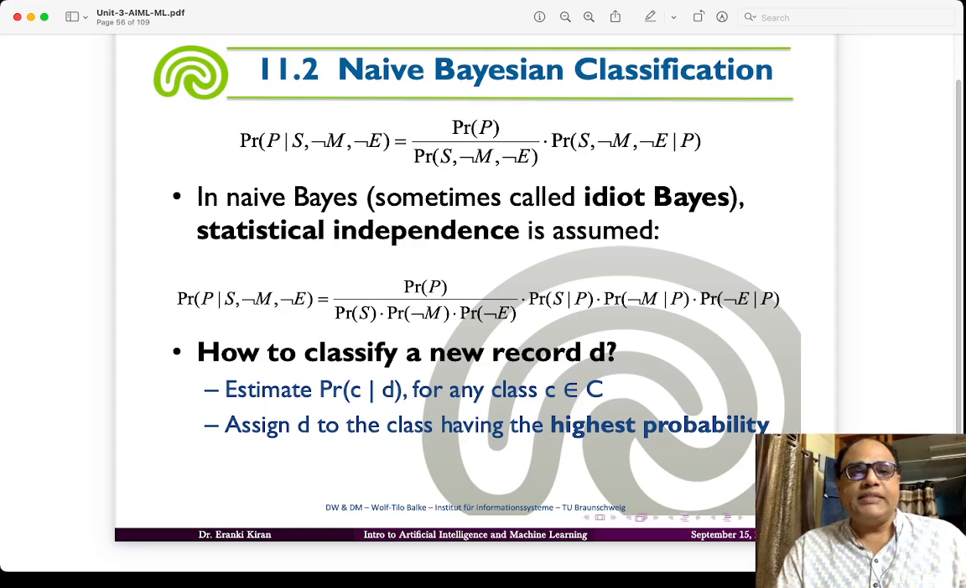So statistical independence is what has been assumed. That is actually a drawback with the naive Bayesian classification. So how do we classify a new record considering the estimation of occurrence of class C given D? We assign D to the class having the highest probability.